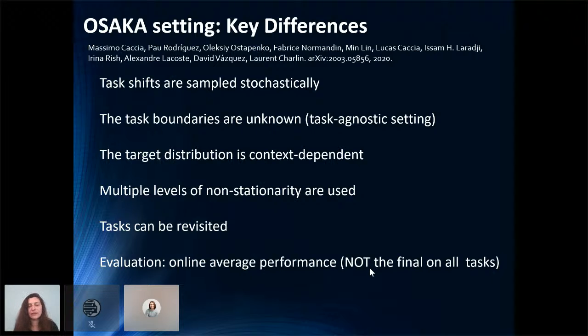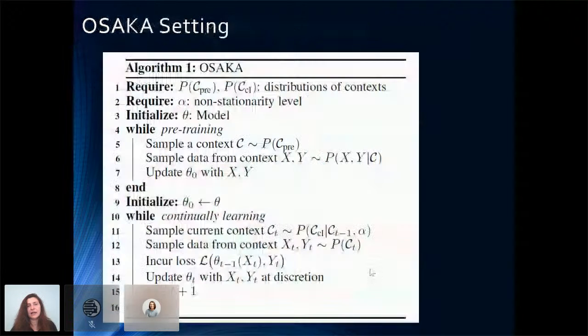And yeah, so you can use several levels of non-stationarity here without going into details. Tasks can be revisited and will be, and you also evaluate your performance not on test time sets of data sets, but online, essentially like you do in reinforcement learning, like what is your overall online average performance. And again, without going into details about the setting, which I may not have time to cover, it's all in the paper.